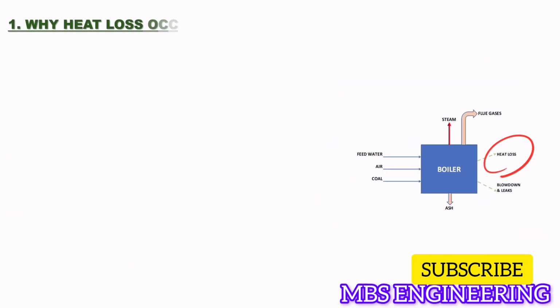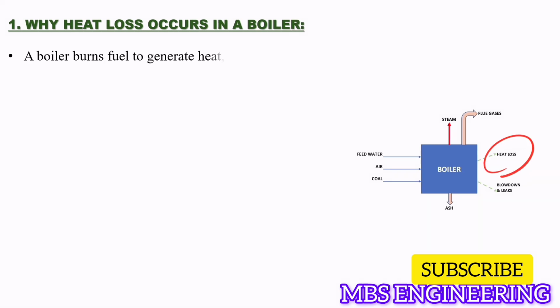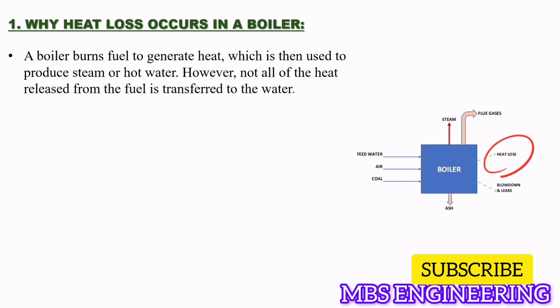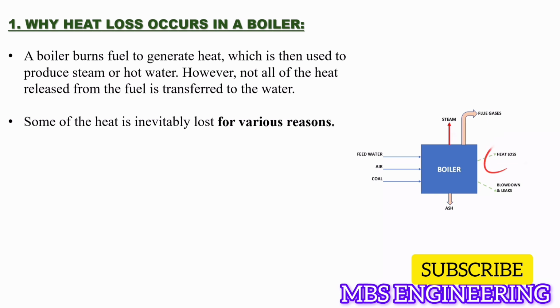Next, we will learn and understand why heat loss occurs in a boiler. When a boiler burns fuel to generate heat, not all of the energy is used efficiently. Some of the heat is inevitably lost during the process. A boiler burns fuel to generate heat, which is then used to produce steam or hot water. However, not all of the heat released from the fuel is transferred to the water. Some of the heat is inevitably lost for various reasons. Please refer to the picture below for a better understanding.